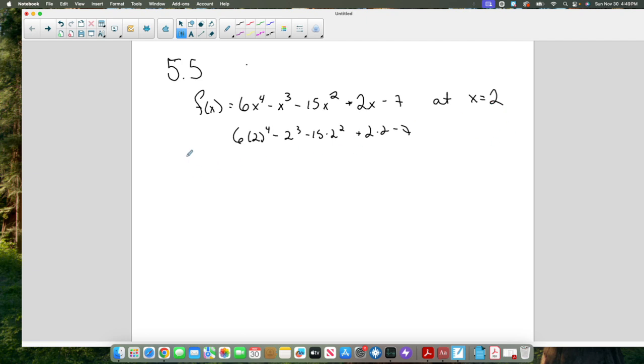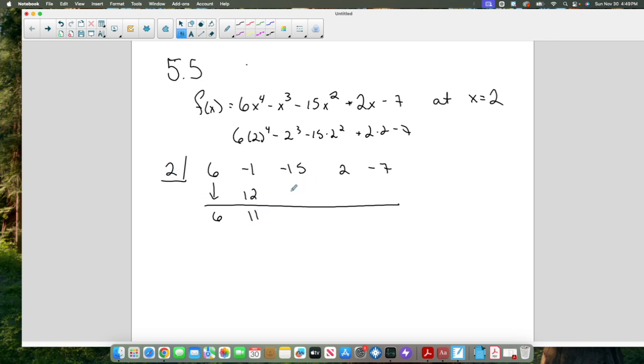So when we say x is equal to 2, we're actually going to make our backwards L and do 2. Then we're going to do all of our coefficients: 6, negative 1, negative 15, 2, and negative 7. And we're going to do synthetic division. So drop down first. 6 times 2 is 12. Then we add them together, give me 11.